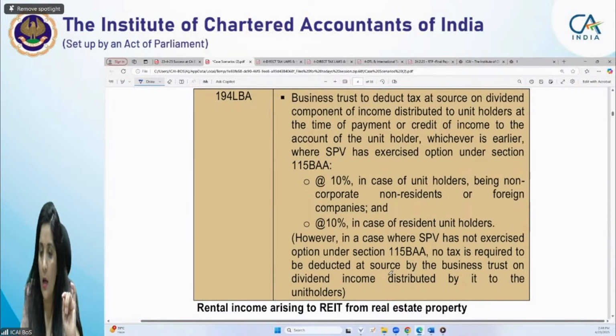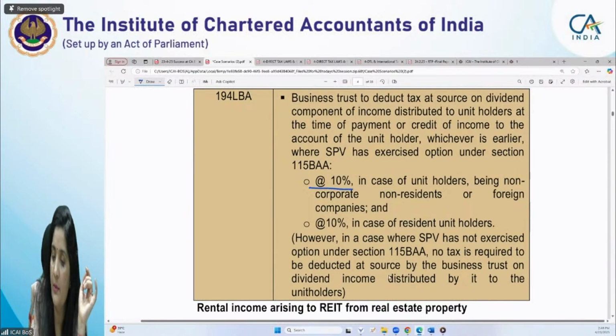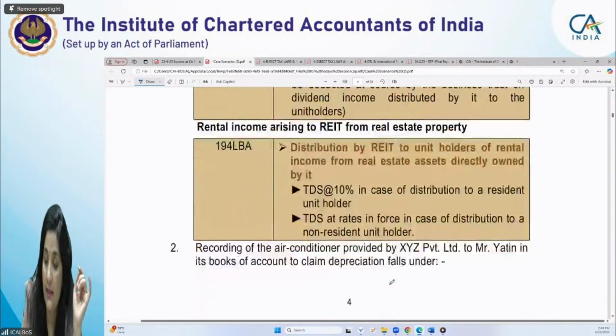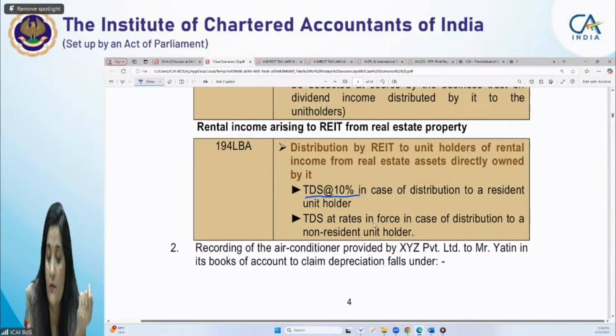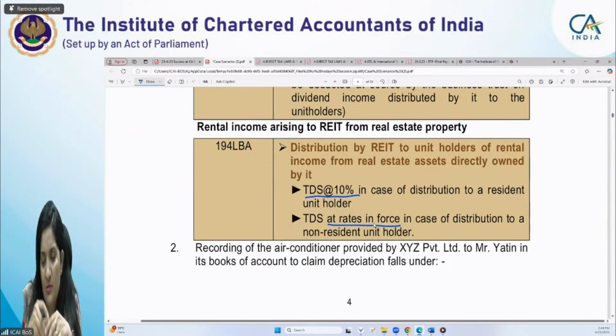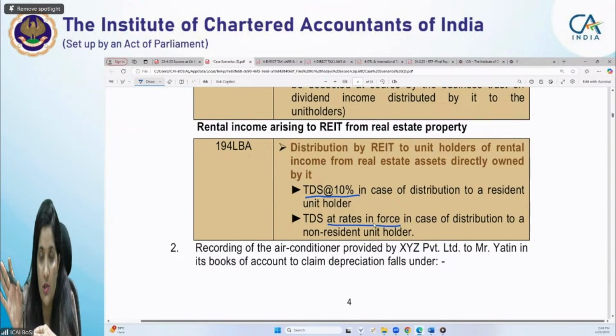Okay. So the rate in case of dividend is the same, 10%. What about rental? For rental there are different rates, because TDS in case of resident unit holders is 10%, and in case of non-residents it is rates in force. What will be the nature of the non-resident? It's an individual or whatever, so it's maybe 30% basically. If the unit holder is an individual, then for rental income it will fall at the rate of 30% plus cess. The rates in force are given in the schedules of the Finance Act. There you have to see the rates in force.